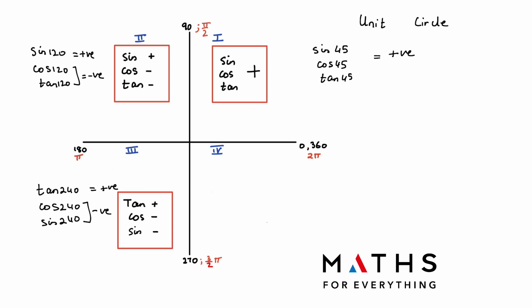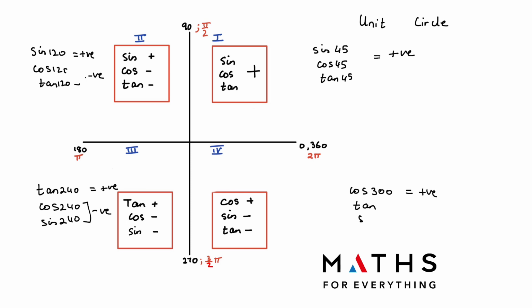In the last quadrant, cos is positive. And I'm sure you have understood now that if cos is positive here, sine and tan are going to be negative. You can try putting cos 300 in the calculator, which will give you a positive answer. Tan 300 and sine 300 will give you a negative answer.